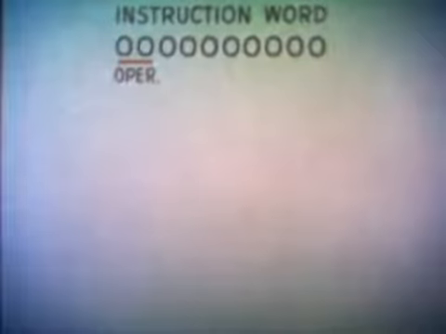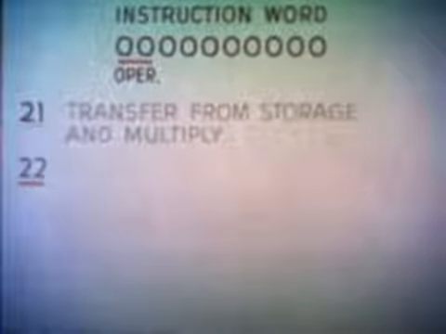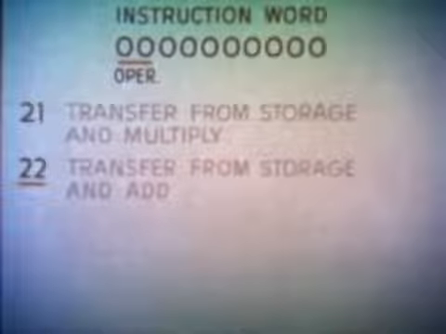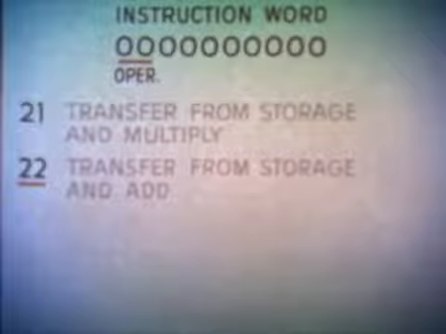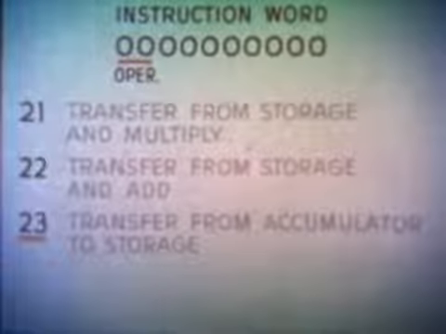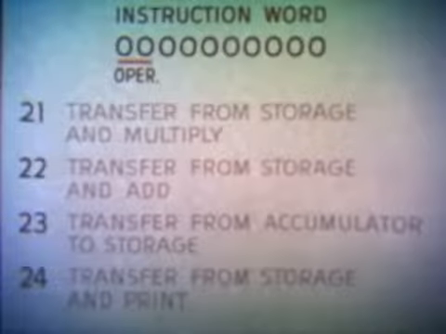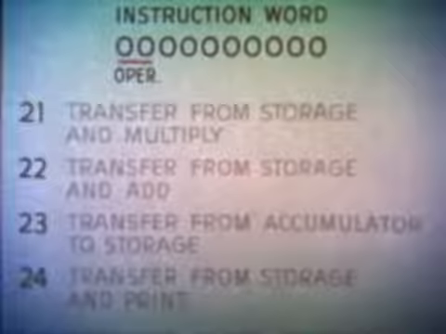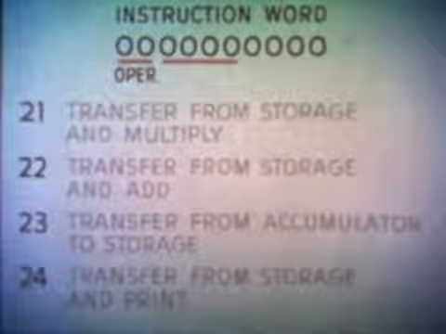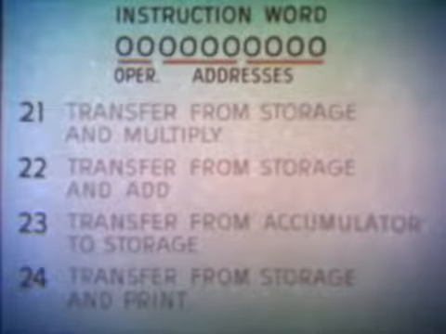by code numbers such as 21 for transfer from storage and multiply, 22 for transfer from storage and add, 23 for transfer from accumulator to storage, and 24 for transfer from storage and print. The next four digits and the final four will represent storage addresses of data.